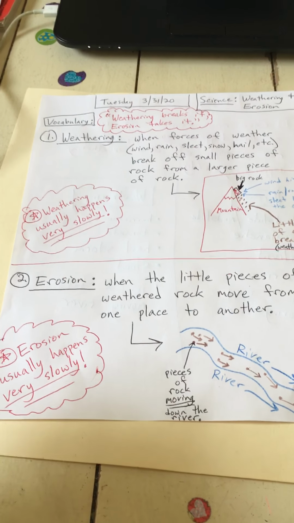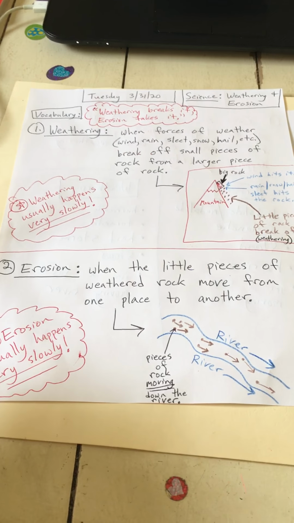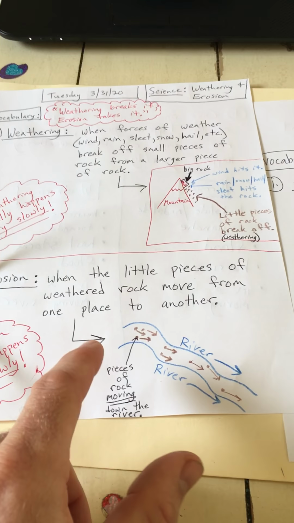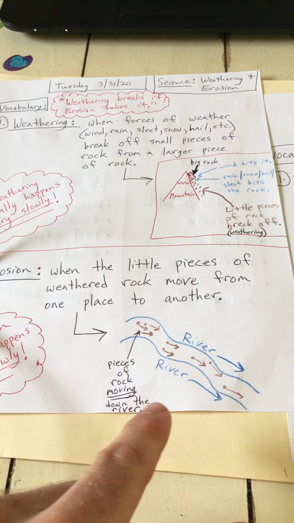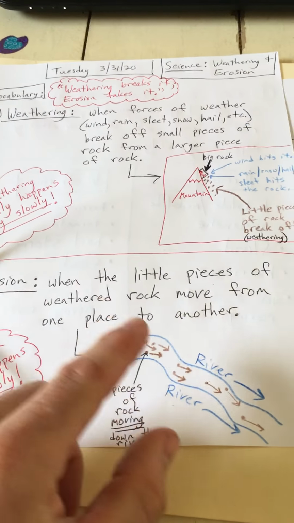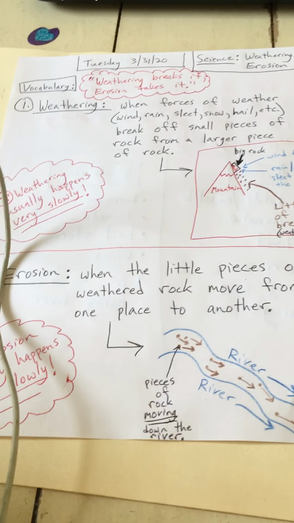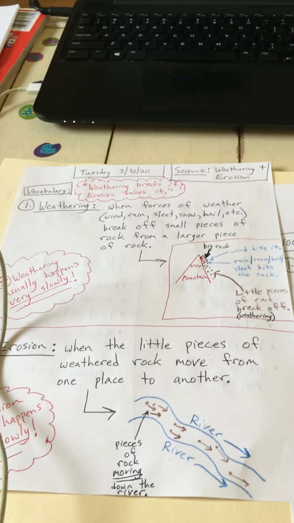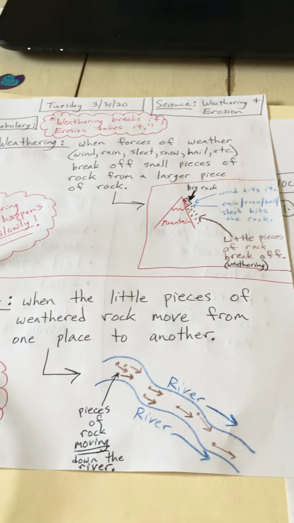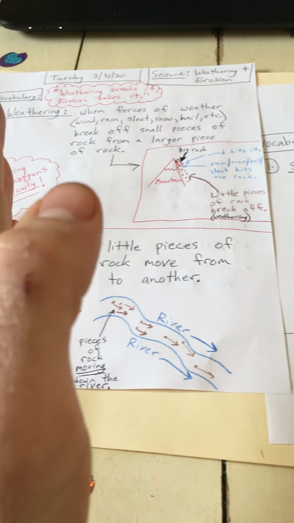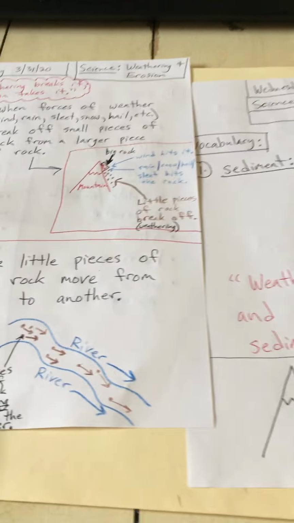Okay, erosion, number 2, is when the little pieces of weathered rock move from one place to another. And that's what the video I made yesterday showed, how the river was taking those little pieces of weathered rock, those little pieces of sediment that broke off, those tiny, tiny pieces. Erosion is when they are moving from one place to another. So we looked yesterday at the riverbank, and it had soil that the water was moving down the river, right? And that soil was in the water and it was moving. So erosion was happening as the sediment, those little pieces of rock, were moving down there.